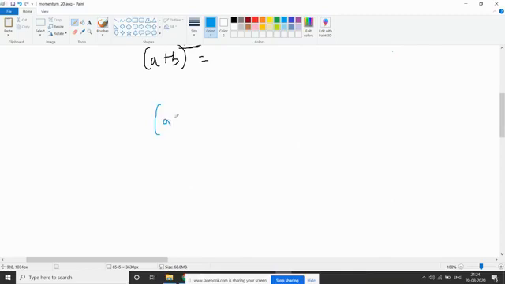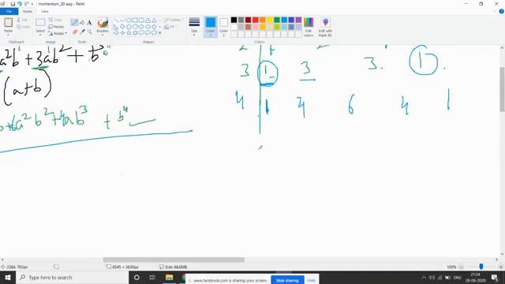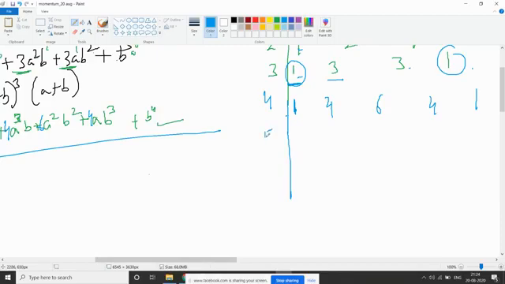let's say a plus b to the power 7. Okay. So for n equals 7, let's find out the coefficients. So for 5, it will be 1, 5, 10, 10, 5, 1. For n equal to 6, it has to be 1, 6, 15, 20, 15, 6, 1.